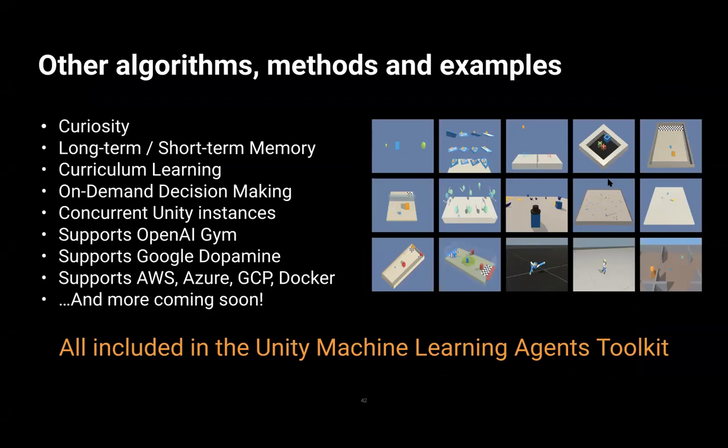But there are many other things that we have in the toolkit. There's other algorithms that will help you do your reinforcement learning, like curiosity. We can give the agents memory. We can set up learning curriculums to help it learn faster. If you want to train quickly, you can actually spawn up many Unity environments at once, and I'll show you how to do that in a little bit.